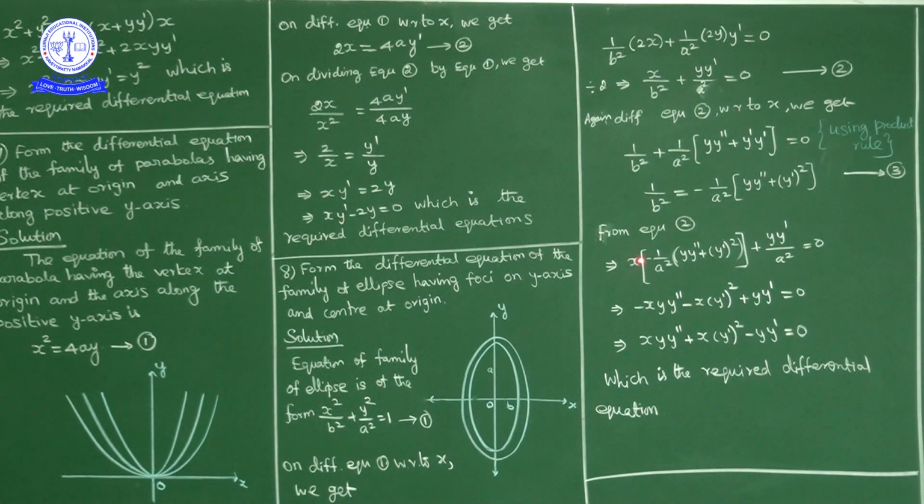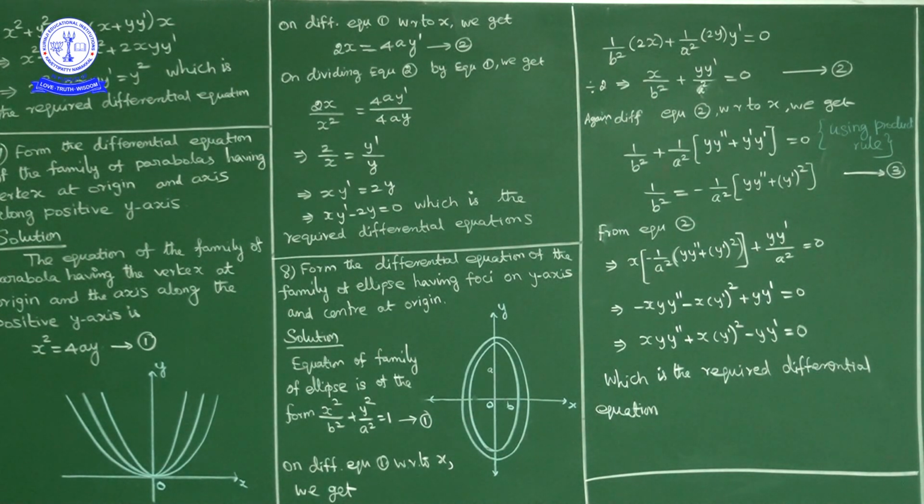So what do we get as the final answer? Minus x y double dash minus x y dash square plus y dash is equal to 0. Taking minus common, what will we get? x y double dash plus x y dash square minus y dash is equal to 0. Okay, this is the required differential equation. Here both arbitrary constants a and b are eliminated.